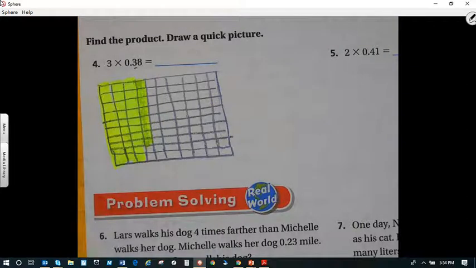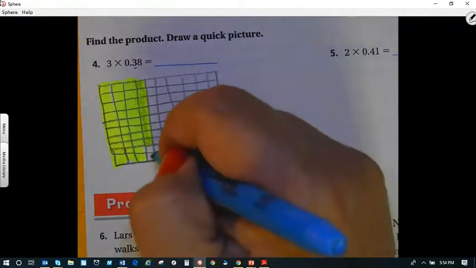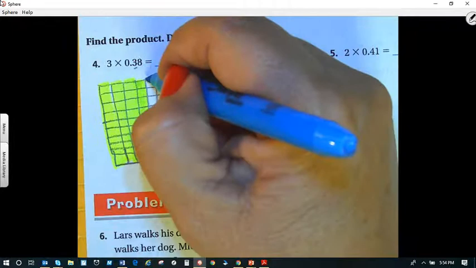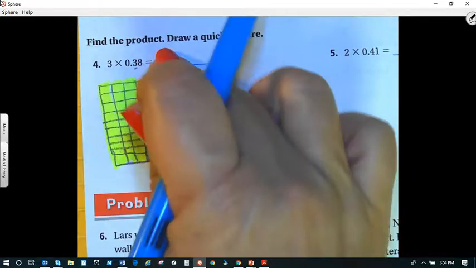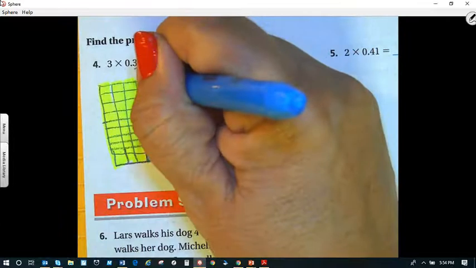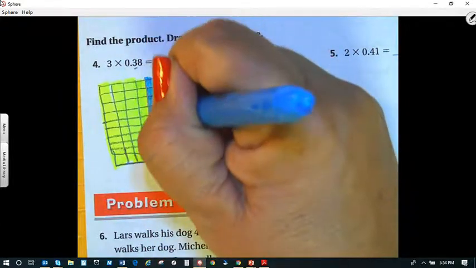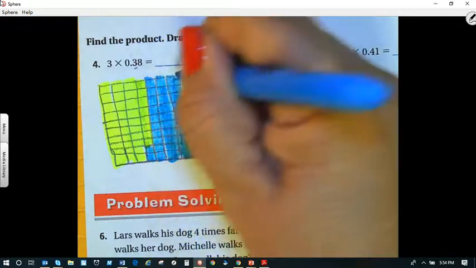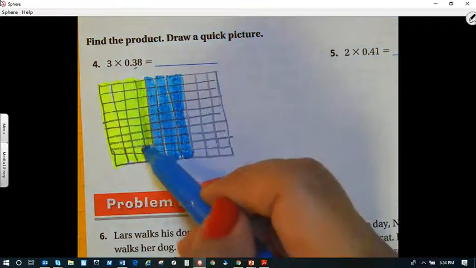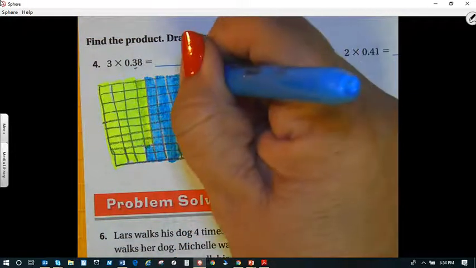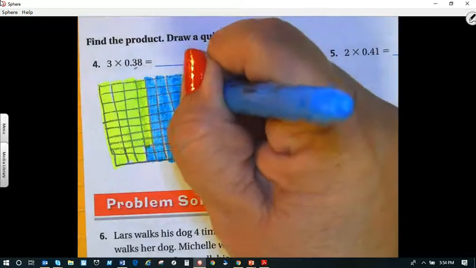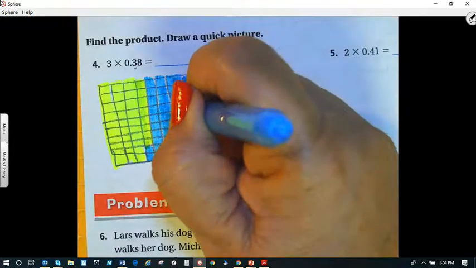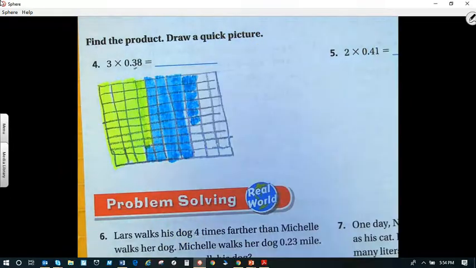The next group, I have my 2 here. I knew that if I take 2 out of 38, that's 36. So I can do 10, 20, 30, right? That's 30, 31, 32, 33, 34, 35, 36, oops, 37 and 38. Okay, so that's where I'm at right now.